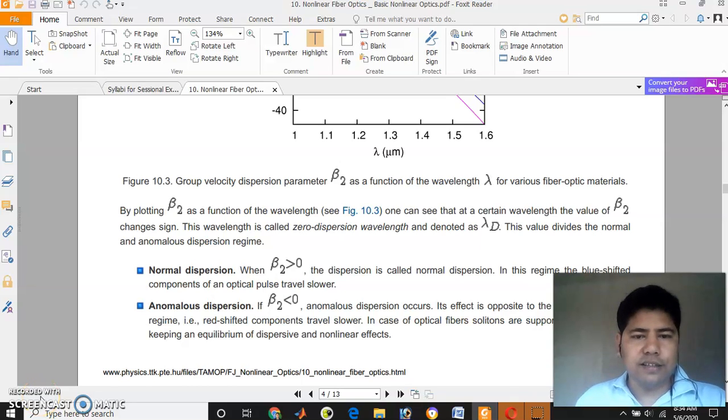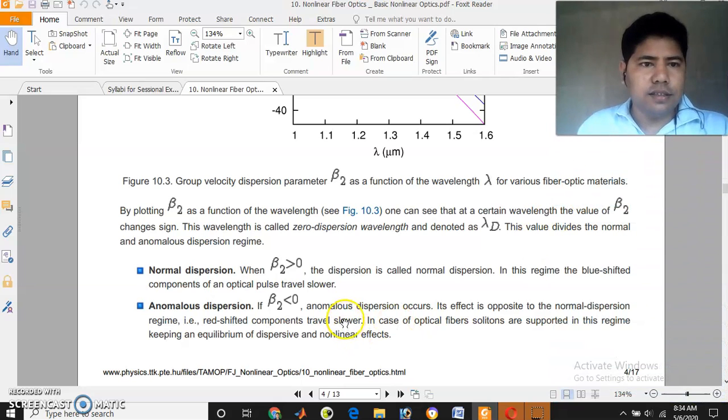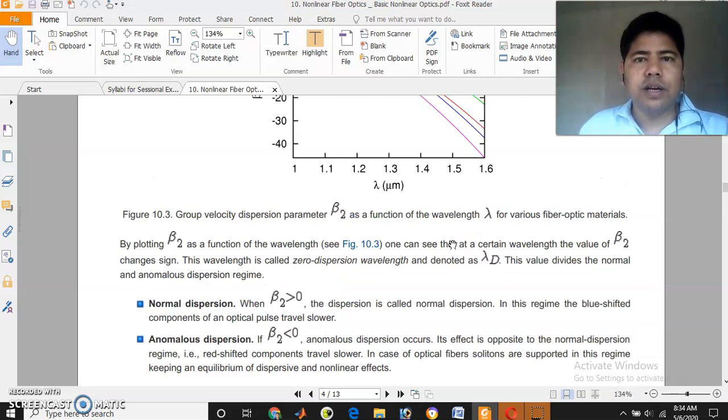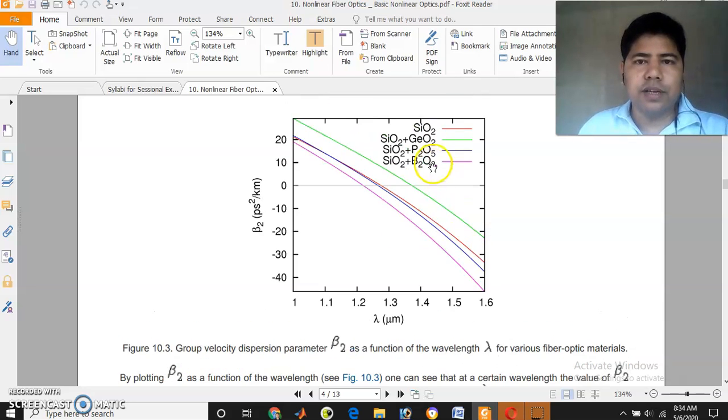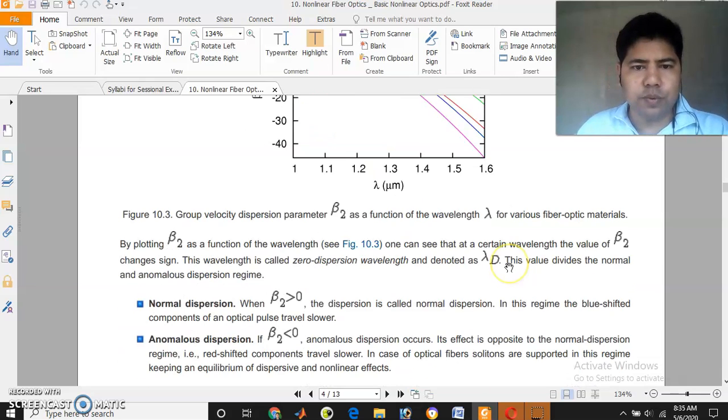Hello. Okay, this is the second part. What we are discussing? We are discussing the zero dispersion wavelength. The zero dispersion wavelength is the wavelength where the dispersion is changed from one particular mode to the other, say for example, normal mode to anomalous mode. So here for this silica fiber, the red one around 1.3, it is the zero dispersion wavelength.